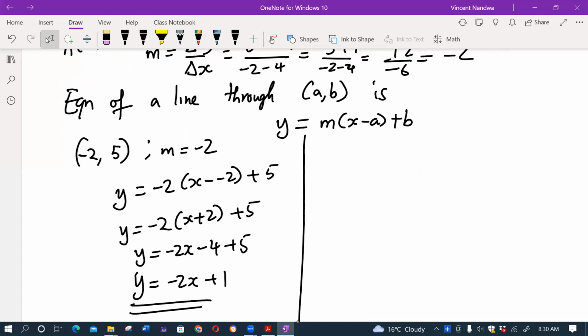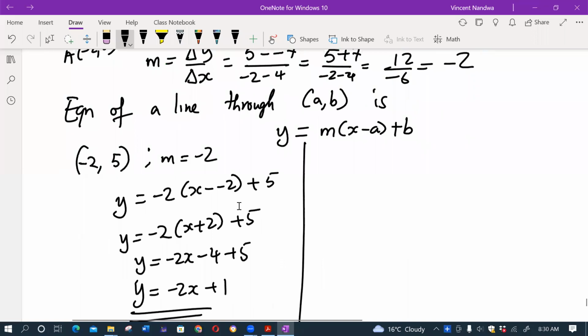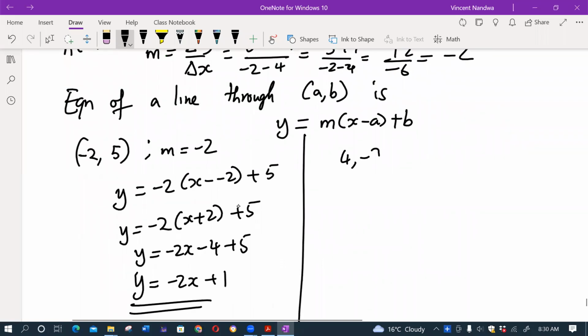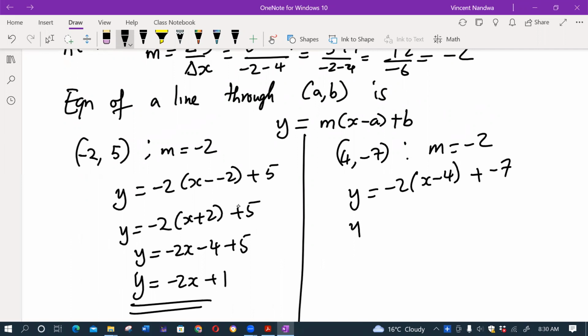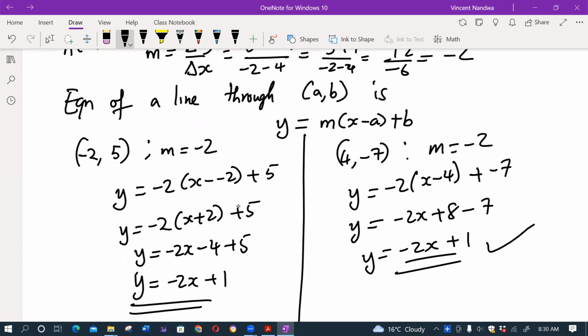Or you could as well pick the point at B, which is (4, -7). You get the same -2, so it'll be y equals -2 into (x minus 4) plus -7. So y equals -2x, 8 minus 7 is positive 1. So whichever point you pick, you get the same answer.